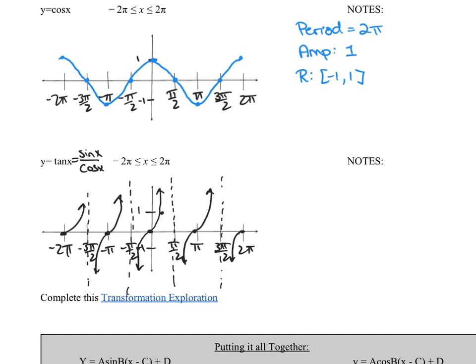So what we can see is that our period is not 2 pi in this case, but pi, and that we have asymptotes at x equals pi over 2 plus n pi. So every pi interval will get another asymptote. And our range this time is from -infinity to infinity.